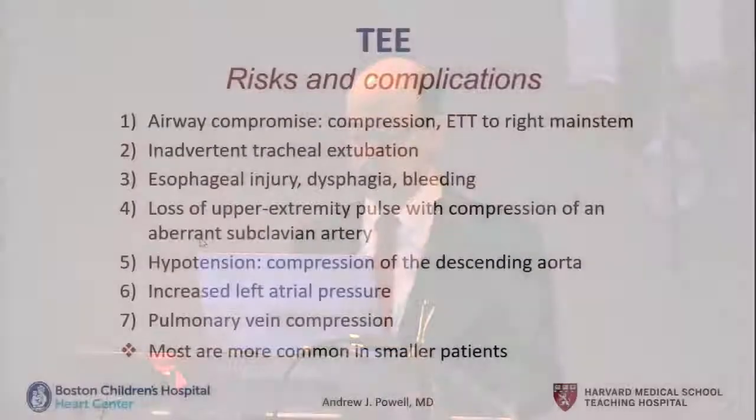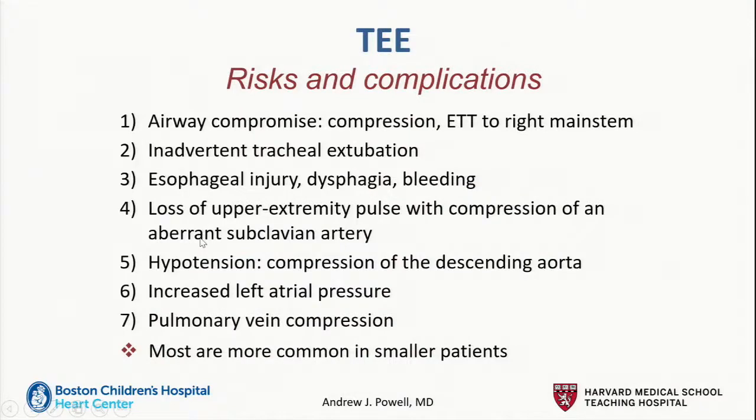People love this one, and I guess it does make for a reasonable test question because it combines some anatomy and some physiology and some imaging all into one question. But loss of upper extremity pulse with compression of an aberrant subclavian artery. So aberrant subclavian arteries go retroesophageal. Your probe is going down the esophagus, so you may compress that aberrant subclavian artery, decreasing blood flow through there and leading to loss of pulse in the upper extremity that's being supplied by that subclavian artery. So it could be from an aberrant right or an aberrant left, depending on the anatomy.